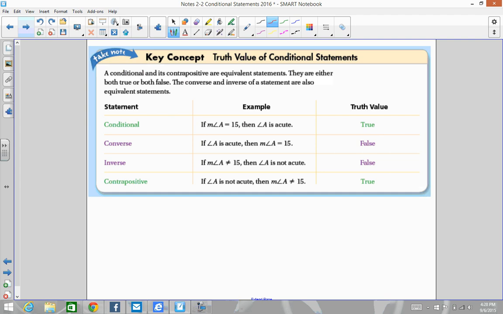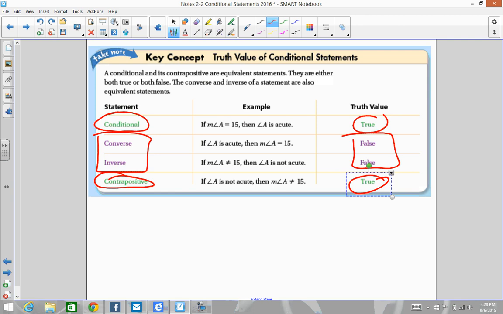Okay. Now the truth values. The conditional and the contrapositive are equivalent statements. So that means they're both true or both false. And when they're both true, the converse and inverse are not necessarily true. So if your conditional is false, your contrapositive is false, and your converse and your inverse could be true.